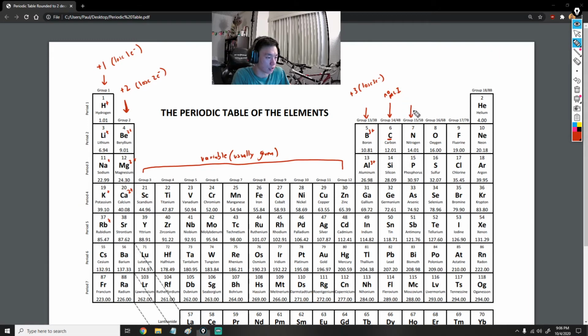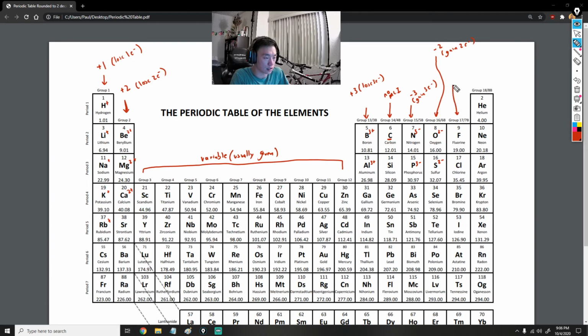This column right here, they're going to want to become -3, so that means they're going to want to gain 3 electrons. So N wants to become 3-, P wants to be 3-, etc. This column right here, I'm going to make the line a little bit longer. These guys want to become -2. They want to gain 2 electrons. Oxygen wants to be 2-, sulfur wants to be 2-.